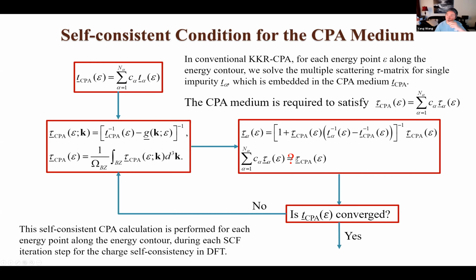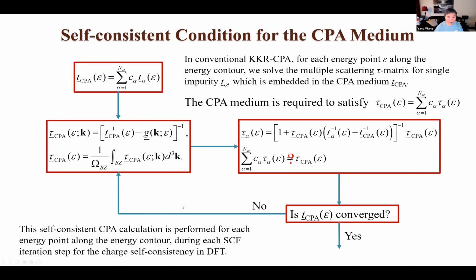So that's TCPA, the effective medium we want to calculate. We're really not calculating the potential for the CPA medium. We calculate the T matrix for the CPA medium, because the CPA medium is not a real atom anymore. There's no potential for it, but rather we calculate the scattering property of the CPA medium. So the T matrix is what we calculate.